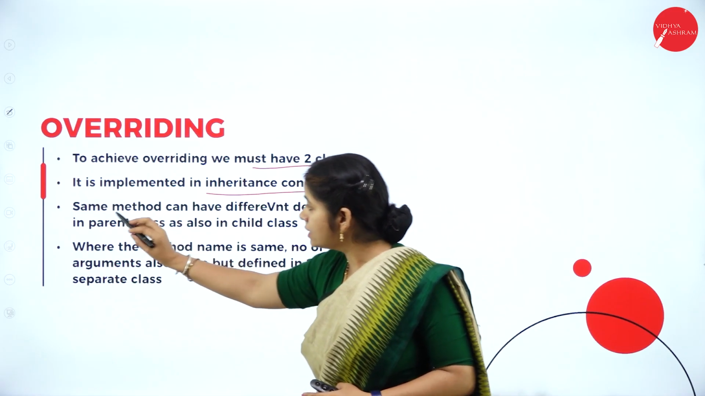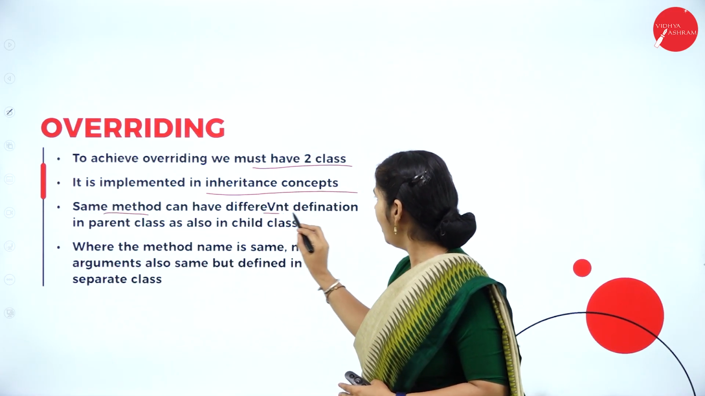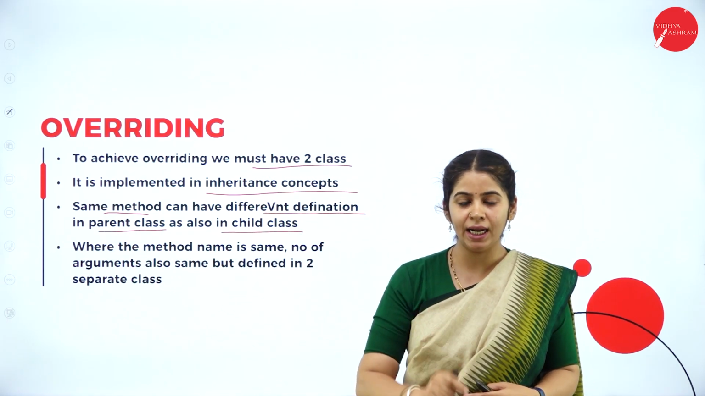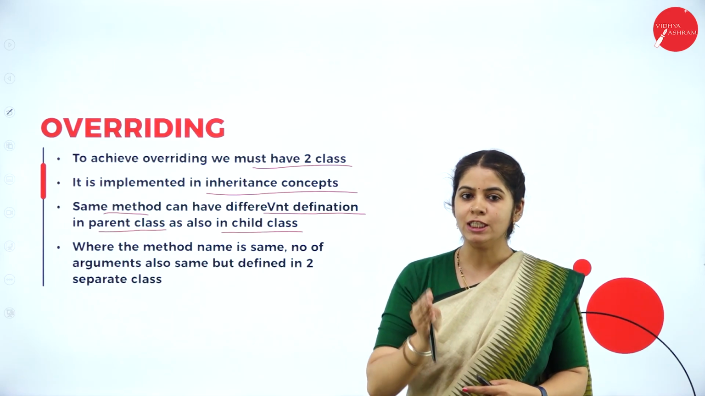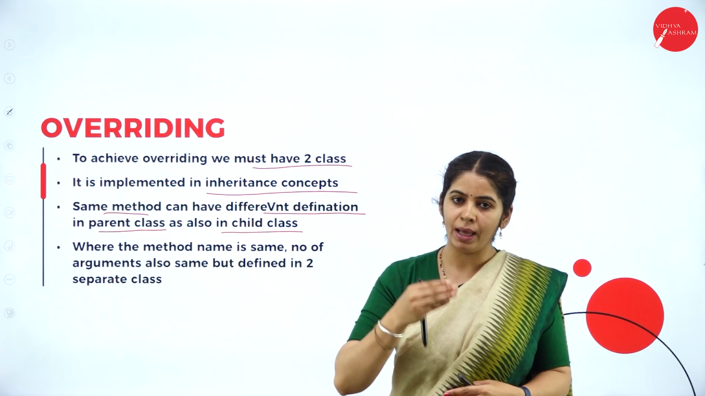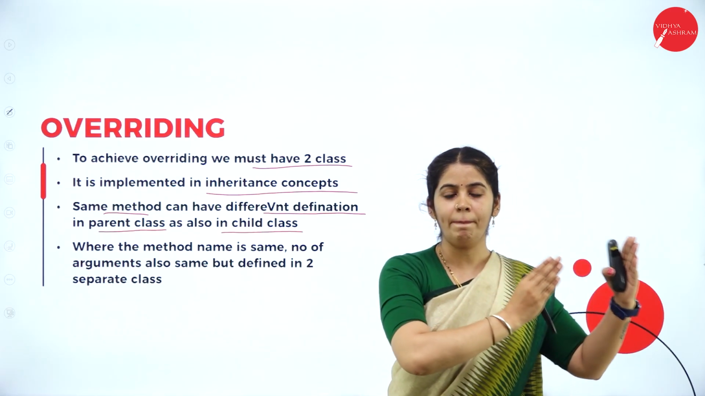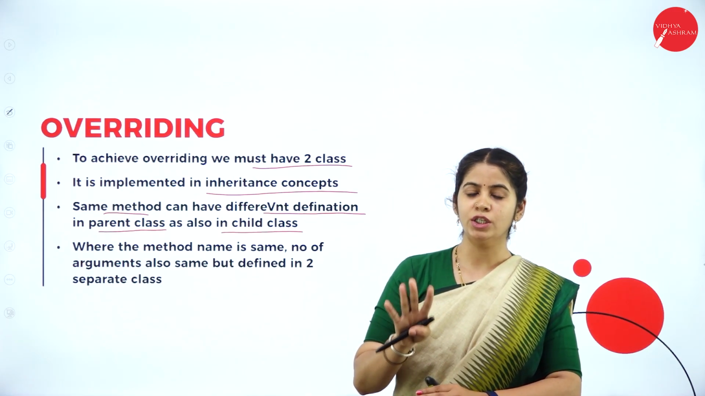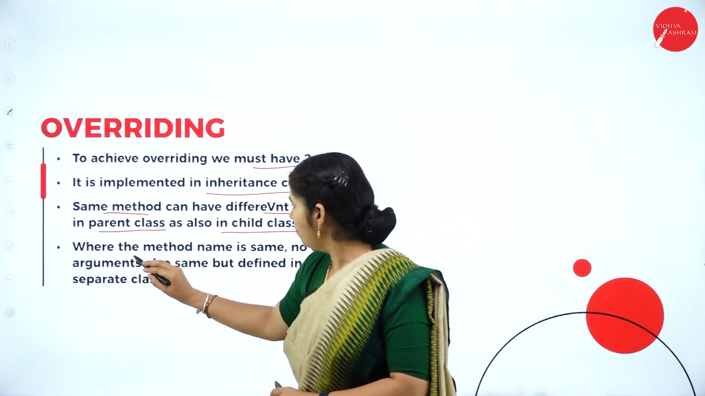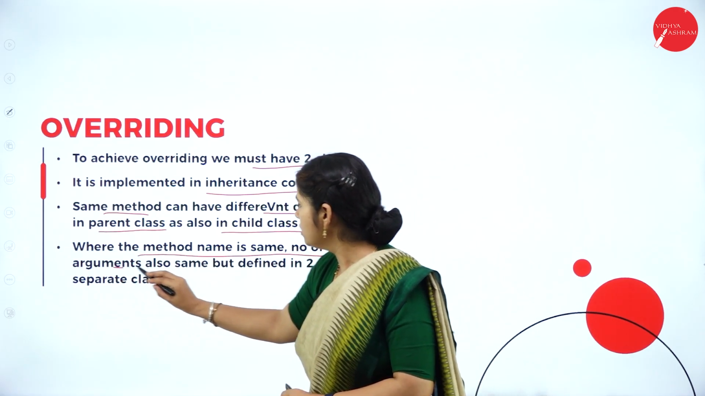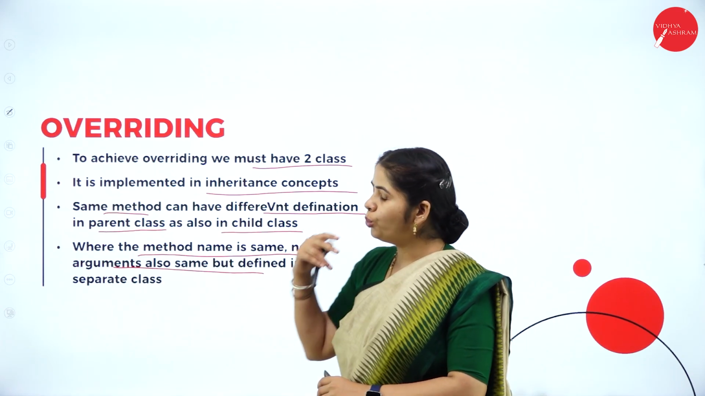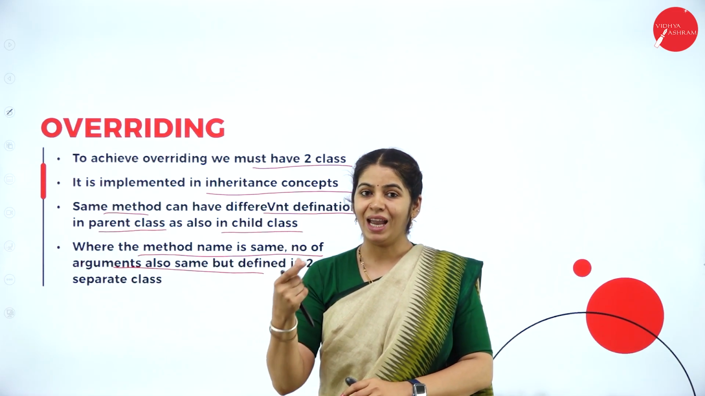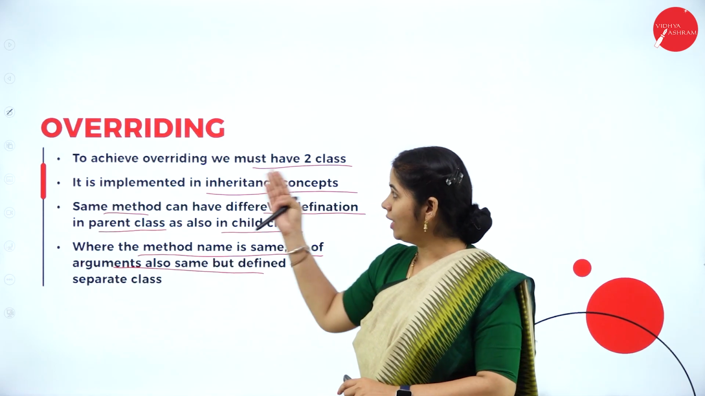The same method can have a different definition in the parent class and in the child class. The method name is the same, but whatever statements we define within that particular method will differ from the parent class to the child class. The name and the number of arguments we are passing to that method are the same. The method name is the same, the number of arguments is also the same, but they are defined in two separate classes. The memory location of the two methods is very different, right? So that is what overriding is.